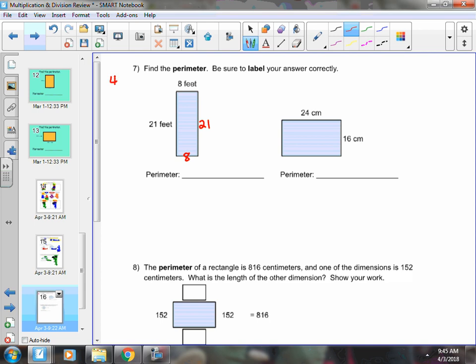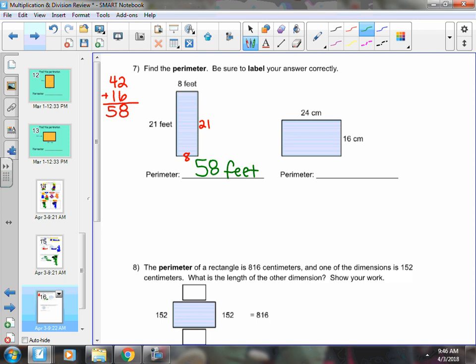21 plus 21 is 42. Those are the 2 long sides. And 8 plus 8 is 16. Add it all together for a total of 58. And it's just going to be plain feet. Say plain perimeter. Plain perimeter. Because you're just adding the lengths of things together.